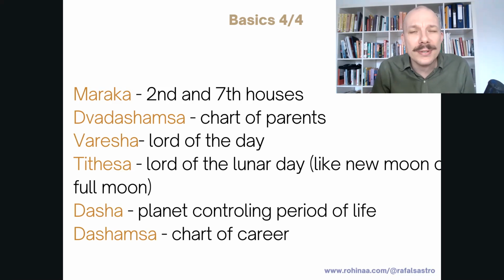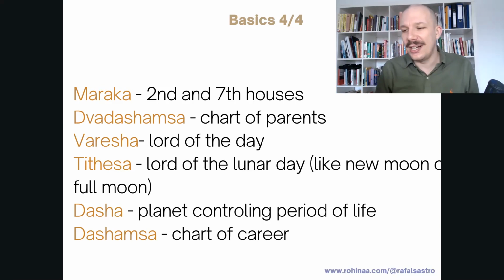Titesha will be the lord of the Titi. So every Titi, this lunar day, has a specific lord. For example, Pratipat, which is the first day, is Sun lorded. Dvitiya is Moon lorded. Tritiya is Mars. Chaturthi is lorded by Mercury. Panchami is Jupiter. Shashthi is Venus. Saptami is Saturn. And then we have Ashtami, which is Rahu. And Navami is again Sun, because we exclude Ketu here, because Ketu is the planet for liberation. So this is the Titesha.